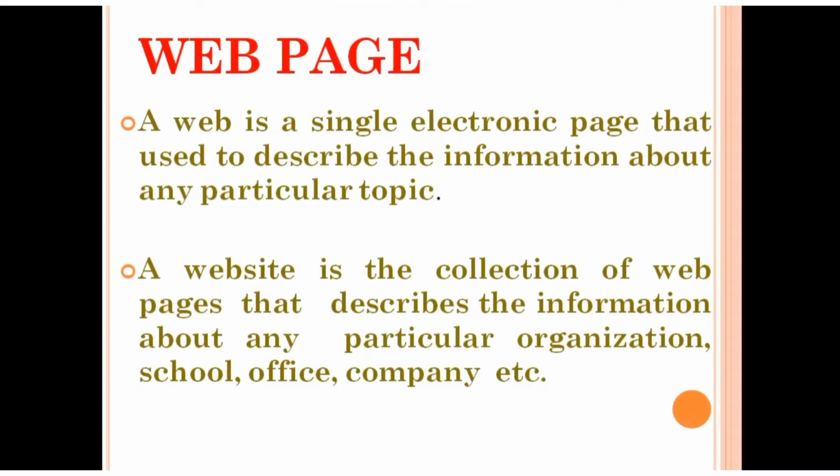The next is website. What is a website? A website is a collection of web pages that describe the information about any particular topic, organization, school or company. It means a collection of web pages that contains the whole information about a particular organization or company. It contains multiple links. It may or may not contain them, you can say.